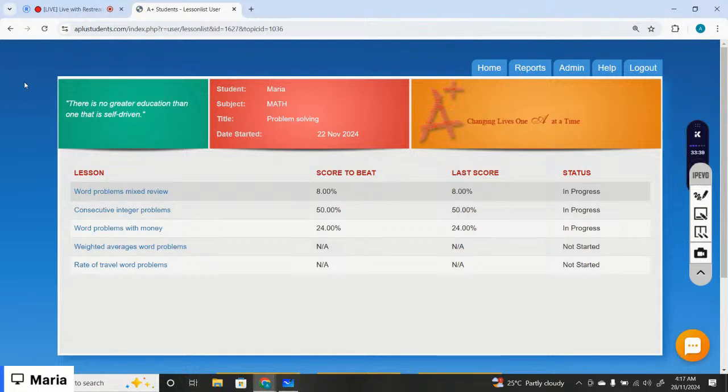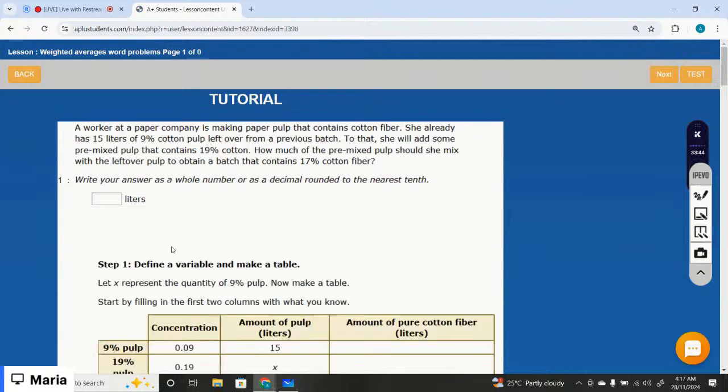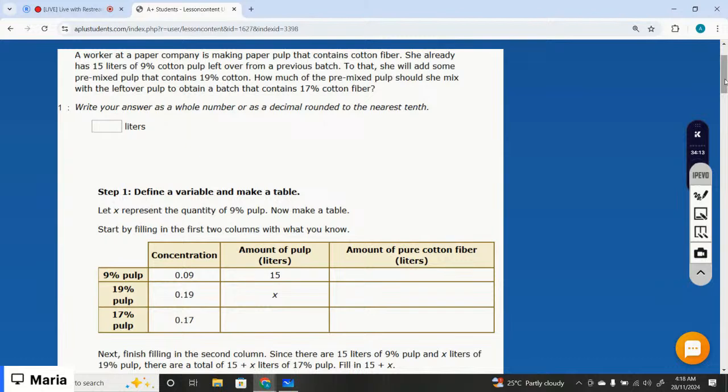That is weighted averages word problems. Let's just start with the next lesson. A worker at a paper company is making paper pulp that contains cotton fiber. She already has 15 liters of 9% cotton pulp left over from the previous batch. To that, she will add some pre-mixed pulp that contains 19% cotton. How much of the pre-mixed pulp should she mix with the leftover pulp to obtain a batch that contains 17% fiber? Okay, so you have to calculate the amount of cotton fiber, right?